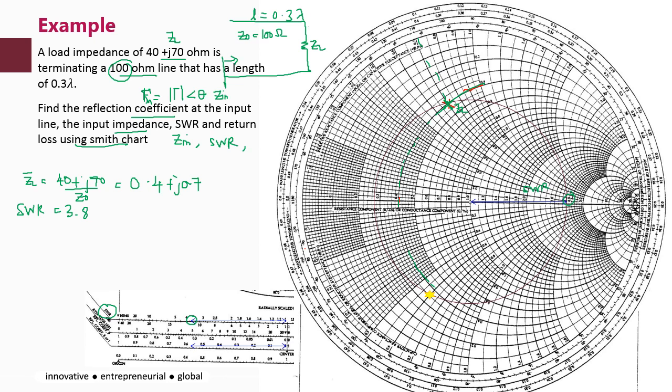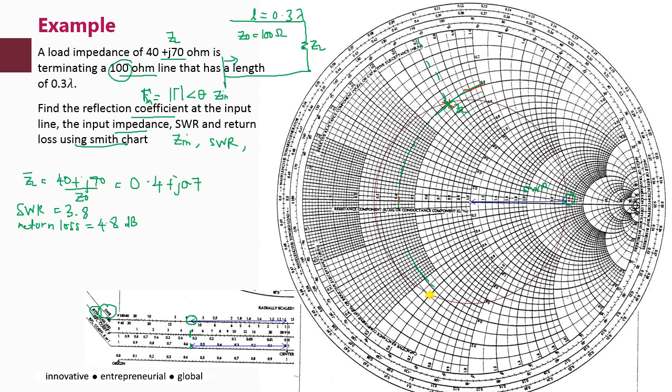And then what else? Return loss using the Smith chart. You can bring down the same scale to get the return loss using the same line. So it's around 4 point something, 4.8. The return loss, or S11, is 3.8. Sorry, 4.8, and it is in dB.